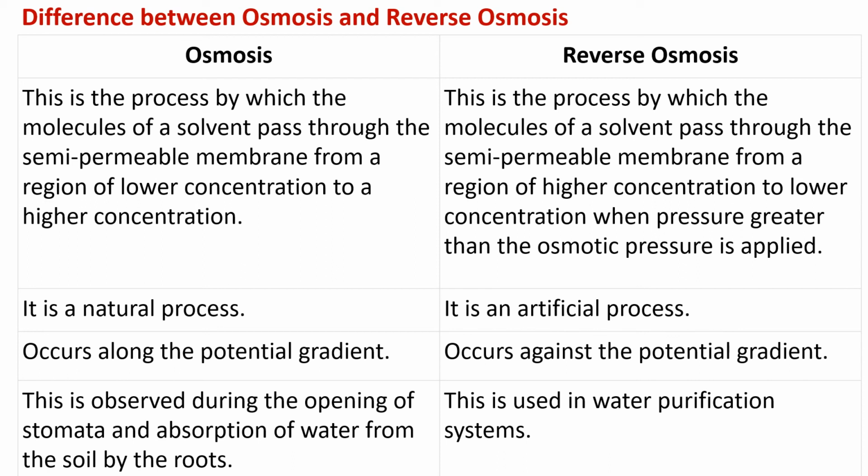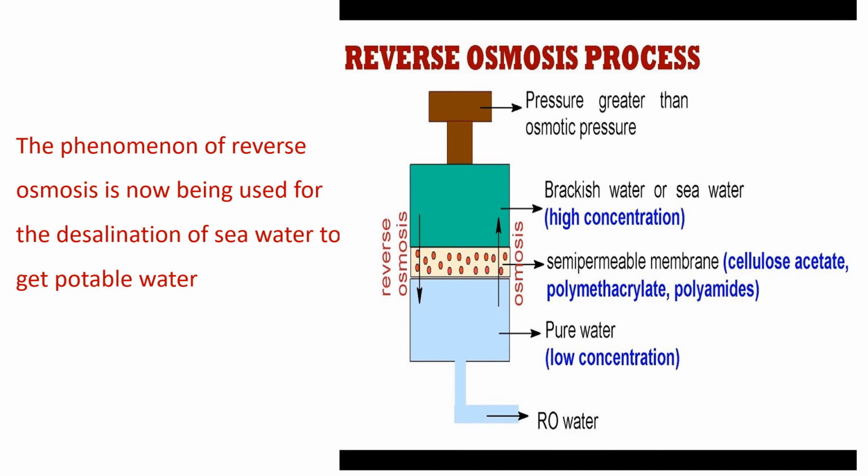Examples of osmosis include the opening of stomata and absorption of water from the soil by the roots. Reverse osmosis is used in water purification systems. The phenomenon of reverse osmosis is used for the desalination of seawater to get potable water. The process of removing saline impurities from water is called desalination. We know in many countries, like the Middle East countries, where fresh water is not abundant, desalination of seawater is carried out to get drinkable water.